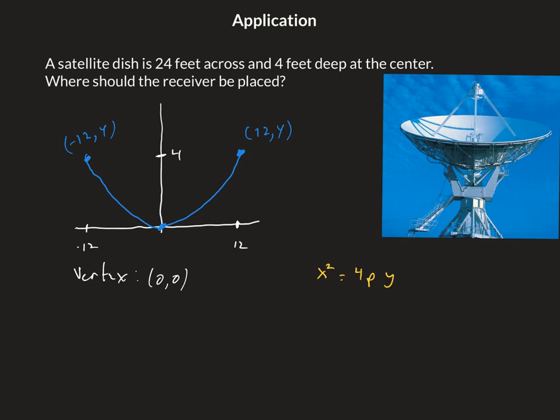And I know that p is the distance that I need to go to place the receiver, because the receiver is going to be at that focus. So if I can find p, then I'm all set. So in this case, I put 12 squared equals 4 times p times 4, or I get 144 equals 16p. Divide by 16, and I get that p is equal to 9. So therefore, for this particular problem, I need the receiver to be 9 feet above the center.